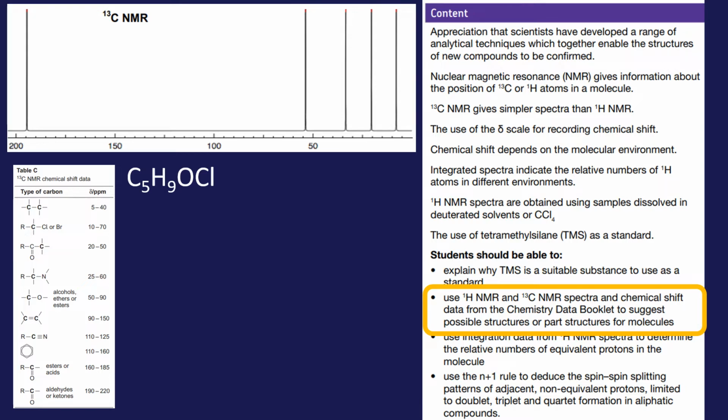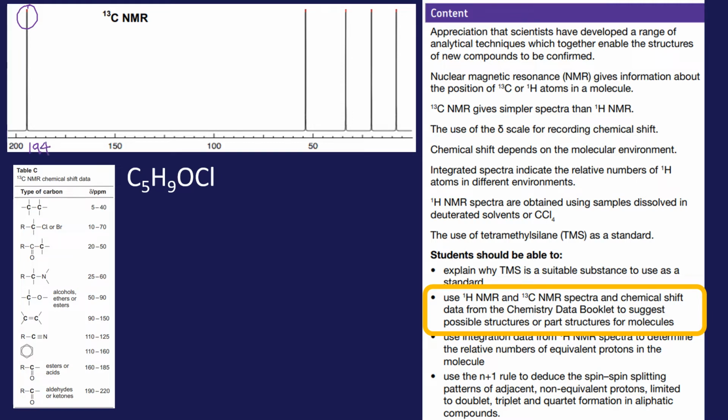So what we're going to do is go through each peak in turn. I'm going to go from left to right. So I'm going to start on this peak here. And I'm going to look at my data book. So this is around about 195. Looks like it's just under, so let's just be fussy and call it 194.